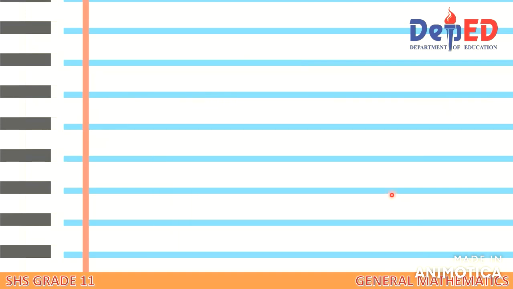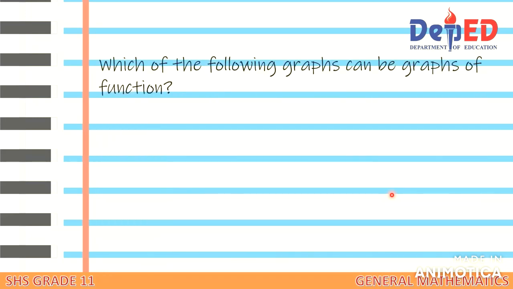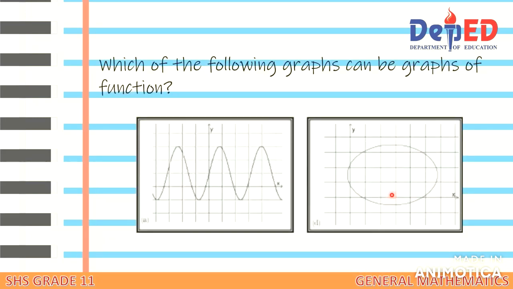Let's have some examples using the vertical line test. Okay, so we have this kind of graph. Is it a function or not a function? The first one is a function. With a vertical line here, there is one point of intersection. Second one, which is a circle. If we draw a vertical line here, how many points of intersection? We have 2. So the second one is not a function.